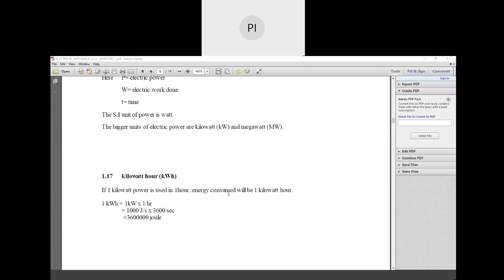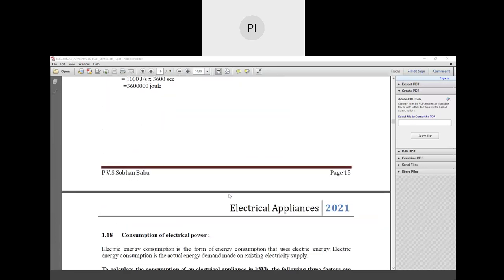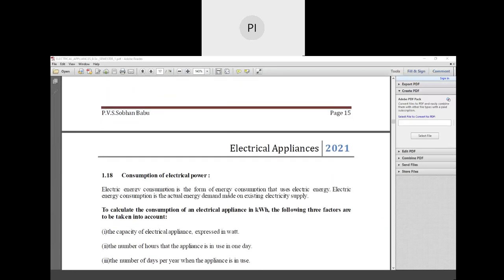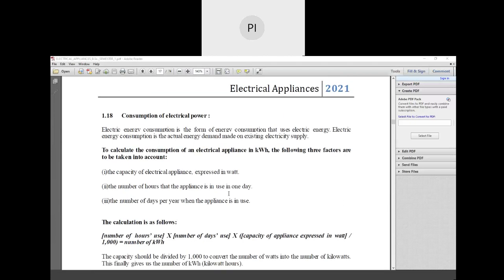How much energy are we using in 1 unit? That is 36 into 10 power 5 joules of energy, and that is treated as 1 unit of electrical energy. Here, consumption of electrical power.